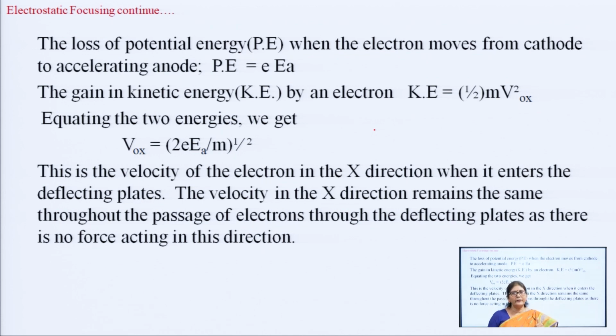Then when the electron enters the vertical deflection plate, it will lose potential energy, that is, potential energy is equal to E into Ea. What is lost in potential energy is gained as kinetic energy because of the energy conversion. The kinetic energy is half mv square, so it is half m Vox square. From these two equations we get Vox is equal to the square root of 2 E, charge on the electron, Ea by m.